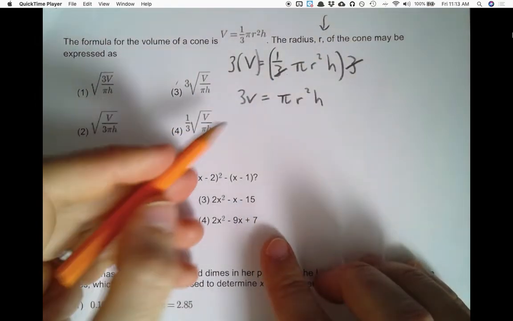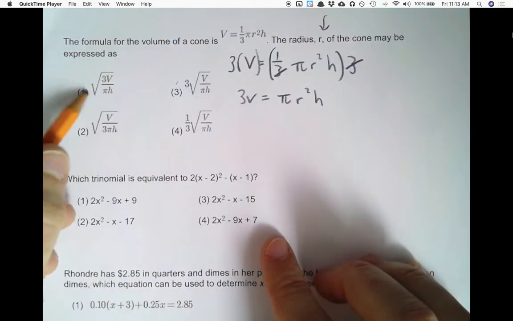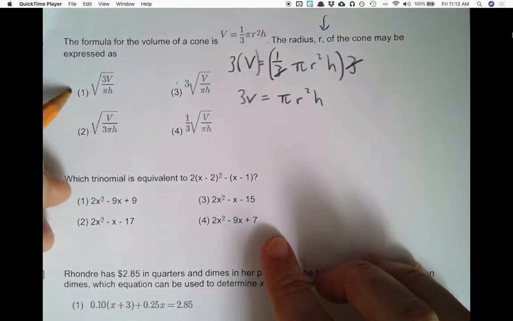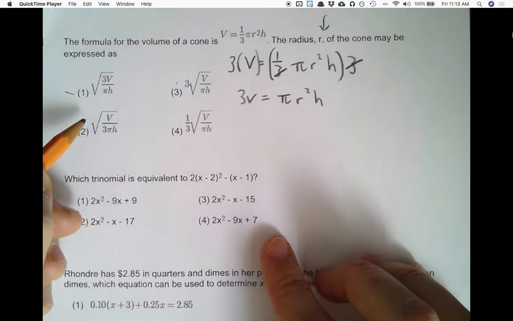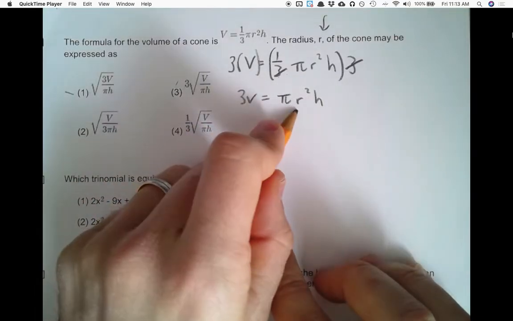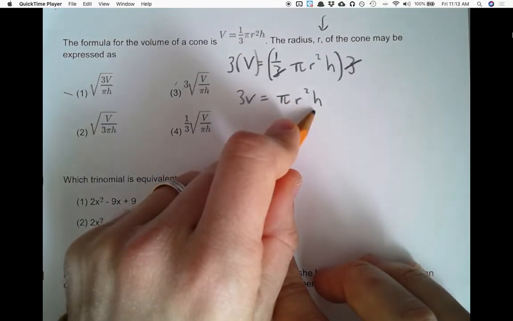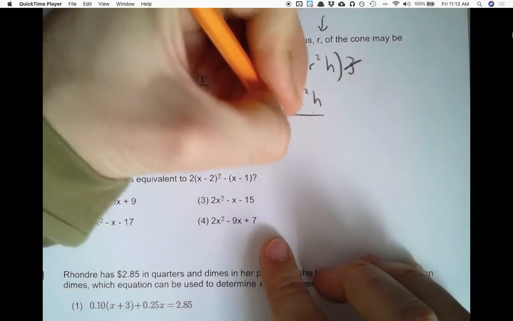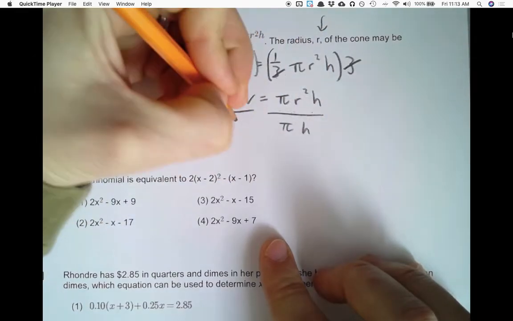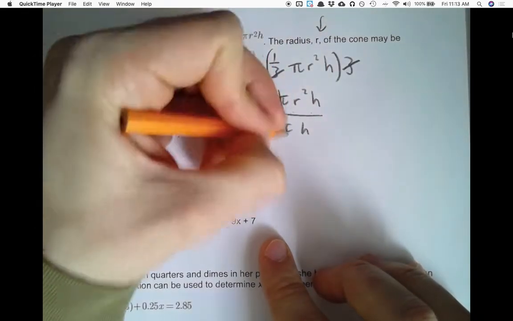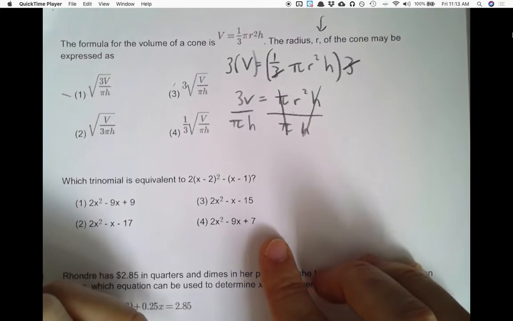Now you might start thinking, okay, wait, I see a 3V here. The only 3V I see over here is 1, so it might be 1. Let's just do the rest of the work to double check it. Trying to get r alone, I've got pi times r squared times h. So let's divide out the pi and the h from both sides there. Pi and h get canceled out from each other.